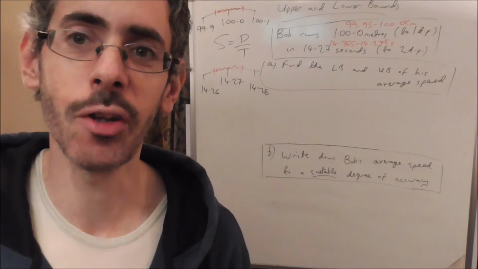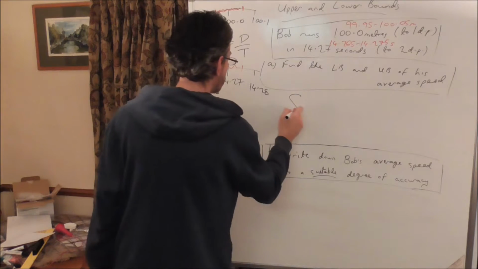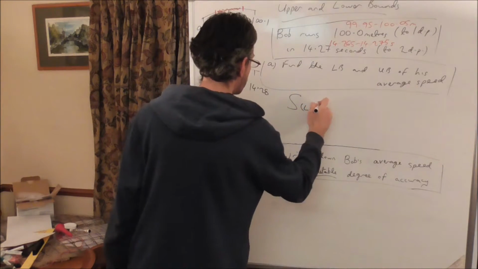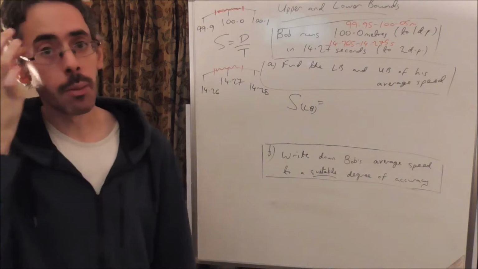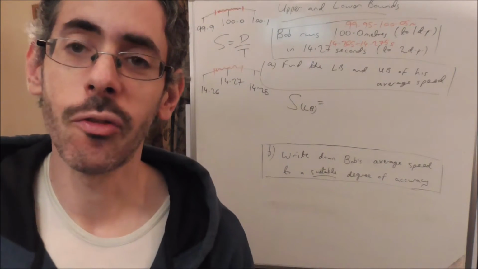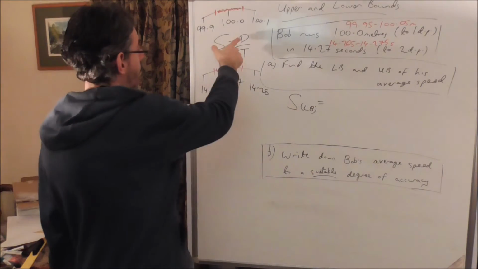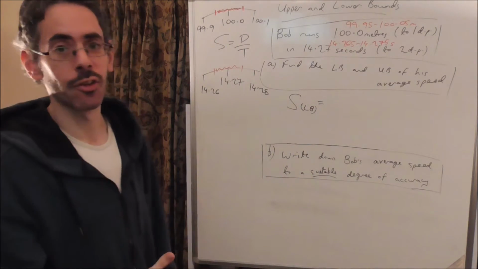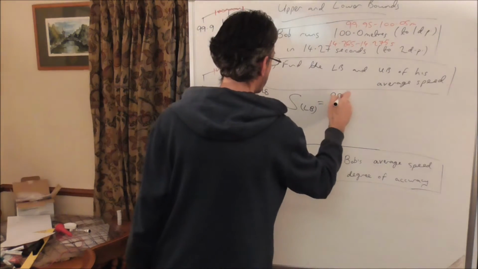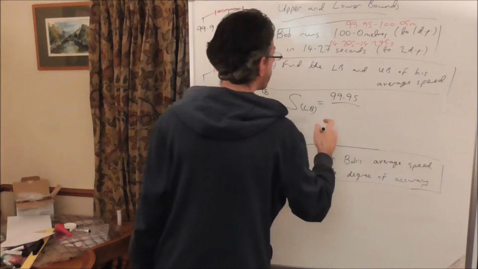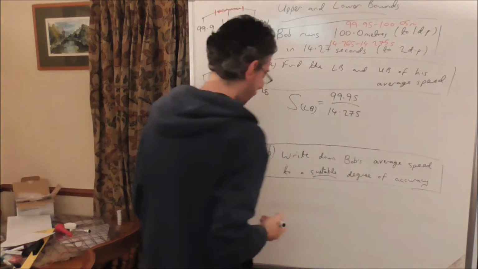Right, now we're ready to answer the question. So to work out the lower bound for the speed, which I'll call S lower bound, speed lower bound, using this formula, you don't actually use the lower bound for the distance and the time, surprisingly. You use the lower bound for the distance, but the upper bound for the time. So use 99.95, the shortest distance, but the biggest time, or the longest time, 14.275.